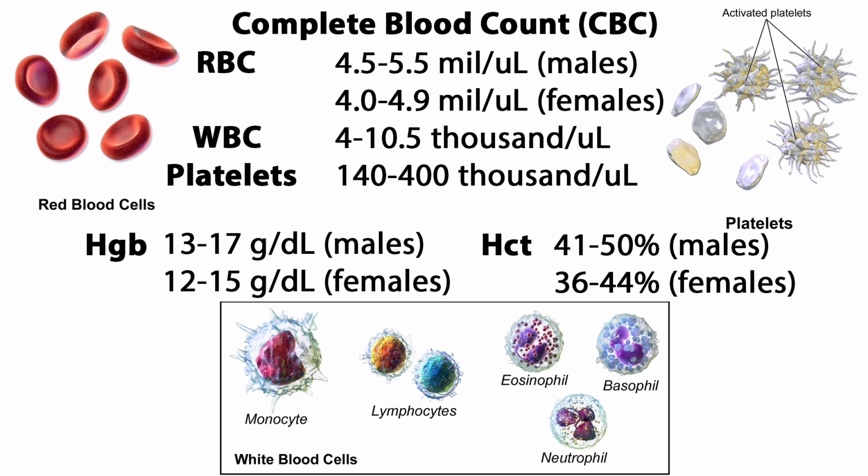The normal range for hemoglobin is 13 to 17 grams per deciliter for males and 12 to 15 grams per deciliter for females. Hematocrit is the ratio of the volume of RBCs to the total volume of blood. In males, it ranges from 41 to 50%, and females range from 36 to 44%.